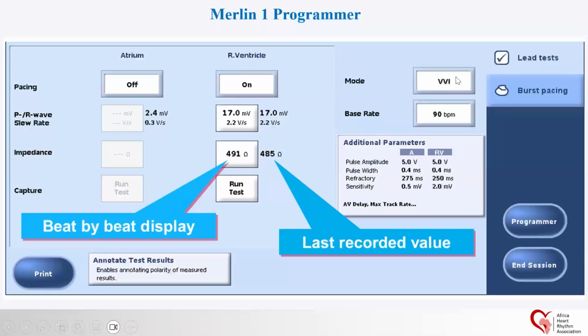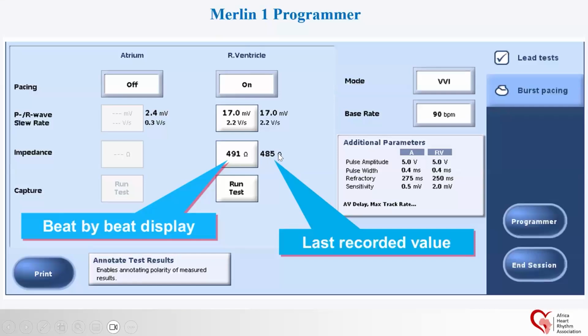And as you can see here, when we put it on, we see VVI mode, and the base rate is 90. So we put a base rate greater than the rate of the patient. The base rate equals the patient rate plus 10 or plus 20, so that we are able to capture the myocardium. Like that, we check the second parameter, the impedance.